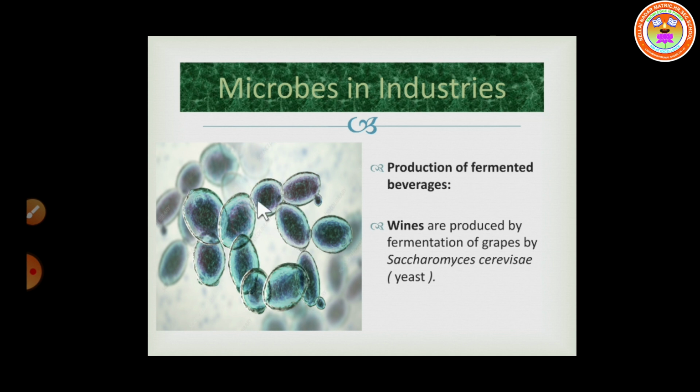So this is the structure of yeast, Saccharomyces cerevisiae. This fungus, which in common we call yeast, is used for fermentation of grapes and the production of beverages. Are you clear? So microorganisms like Saccharomyces cerevisiae can be used in the production of wines by the process of fermentation.